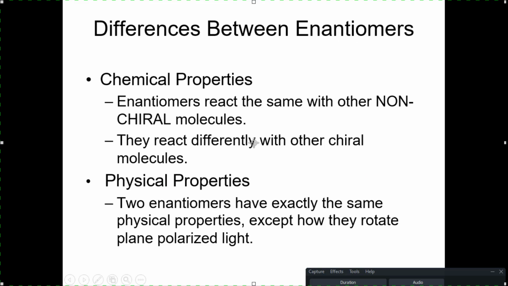Okay, so what are the differences then in chemical properties of enantiomers? The differences in the chemical properties are that enantiomers react the same with other non-chiral molecules, but they can react differently with other chiral molecules. My example of this is that if you've been in the lab and you've seen the lab gloves, that's like a Muppet lab glove.